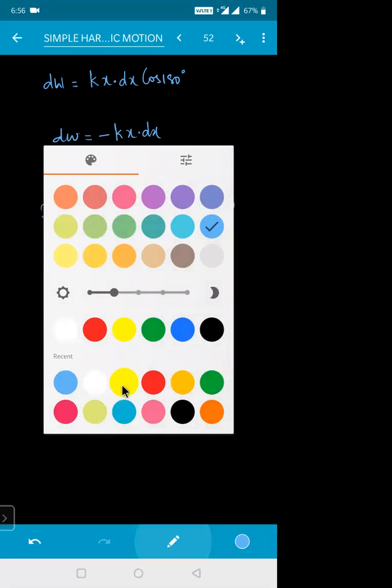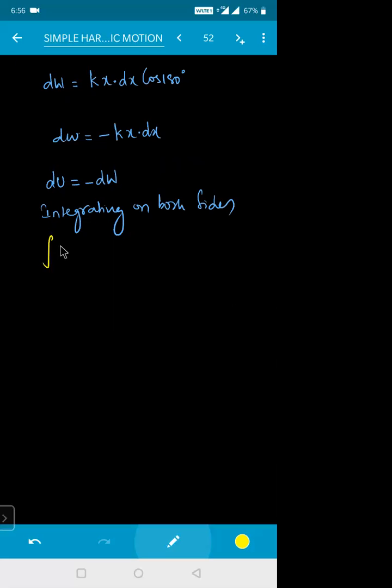So how do you integrate this one? See, the integral of dU from initial potential energy 0 to final potential energy, say U, is equal to the integral of minus dW. Minus minus will become plus. So this will become k into x into dx. Limit will be from 0 to x. So the integral of dU is nothing but U, upper limit minus lower limit.